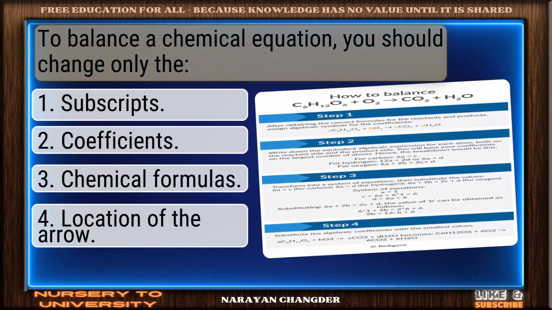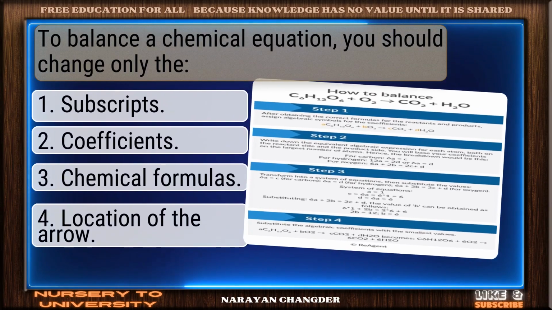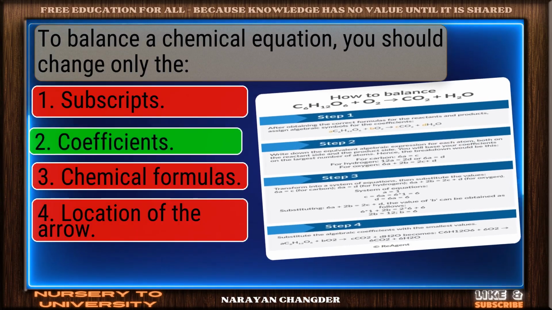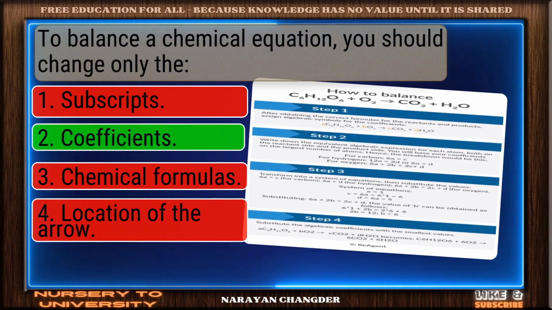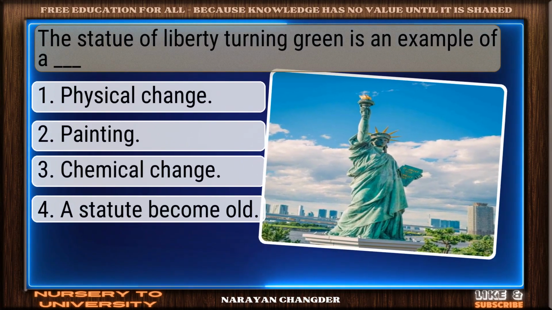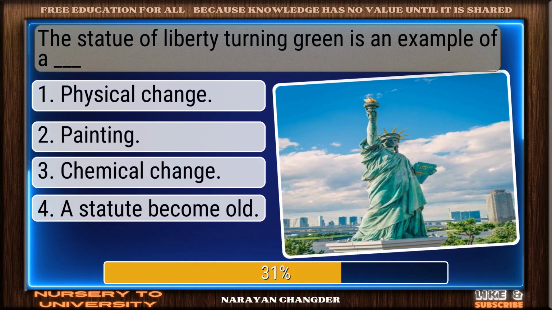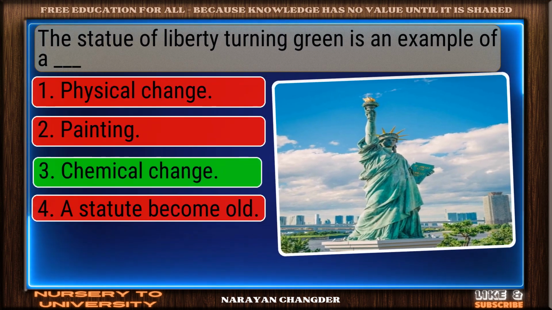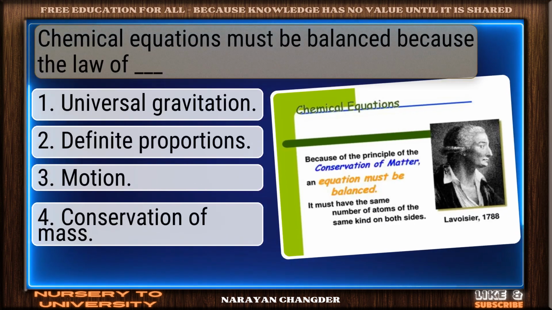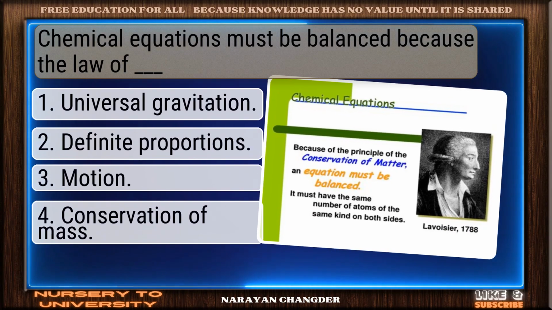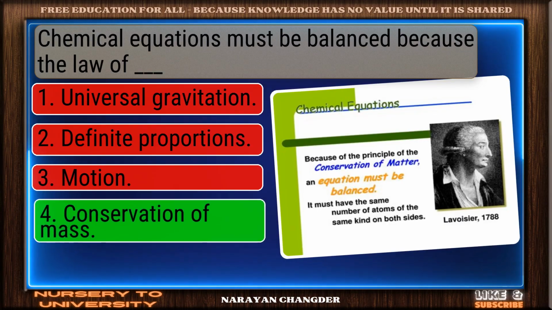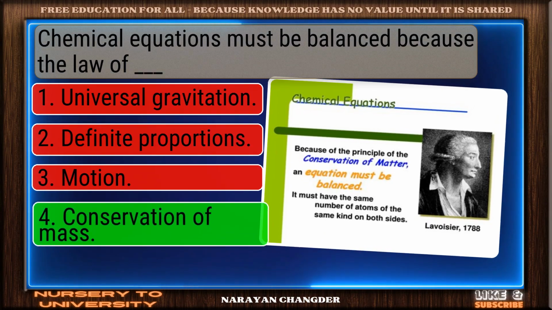To balance a chemical equation, you should change only the... Right again. Coefficients is a valid answer. The Statue of Liberty turning green is an example of a dash. You got it. Your choice, chemical change, is right. Chemical equations must be balanced because of the law of dash. Great thinking. Conservation of mass is the right choice.